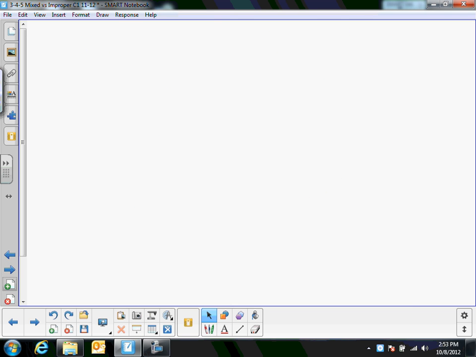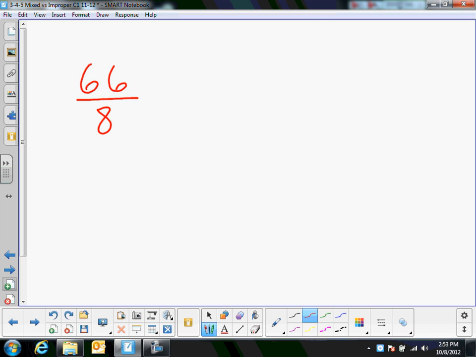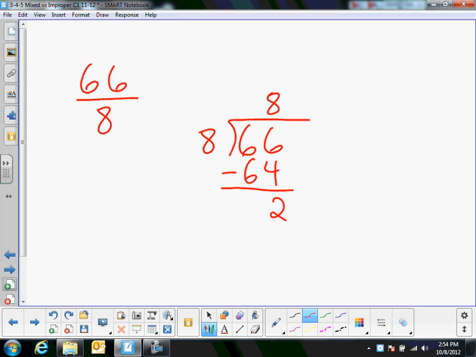One of the last examples I'll show you is when you can reduce in the end. For example, let's say I had 66 eighths, and I have to change it to a mixed number. If I write 66 divided by 8, I think, how many times does 8 go into 66? Well, I know that 8 times 8 is 64, and when I subtract 66 minus 64, I get 2. Now, normally you'll write 8 and 2 eighths.